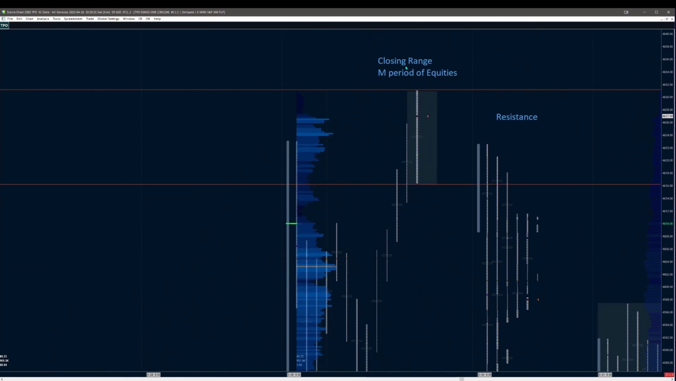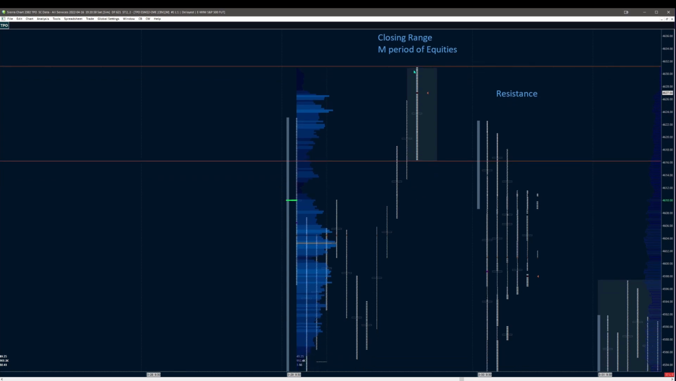Scrolling through, we have a closing range, which is the last 30 minutes of the session. This is due to the fact that for most futures trading, there is a closing of cash, or closing of the pit sessions. Using that last 30 minutes, in this case the M period for equities of the ES, you would use this as a guideline depending on the way that last period moved.